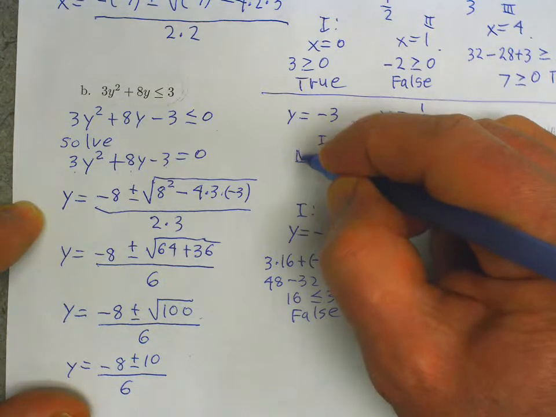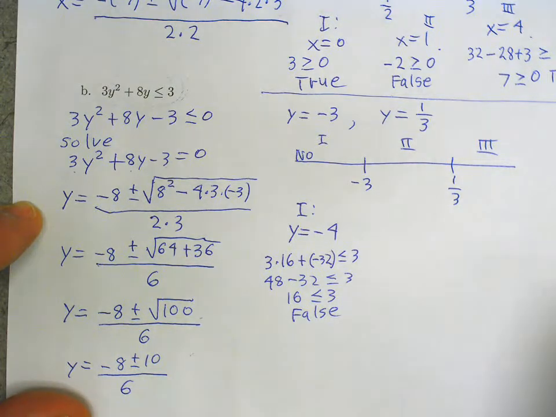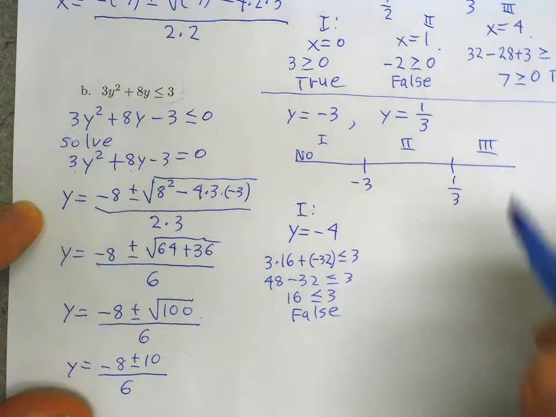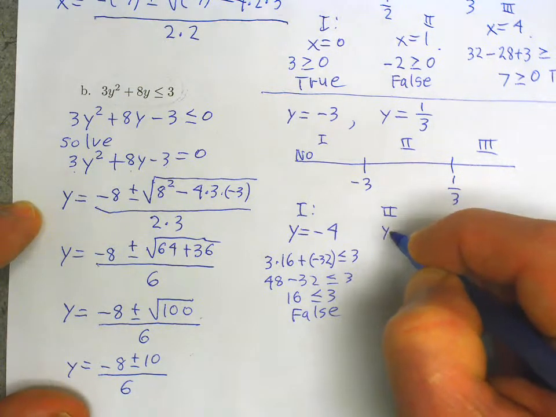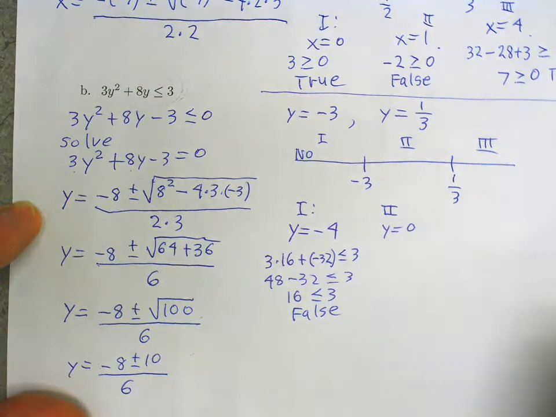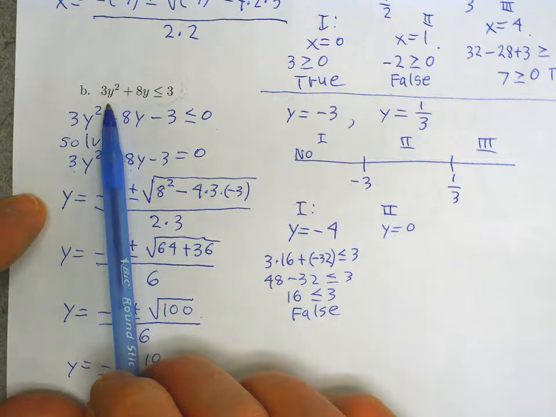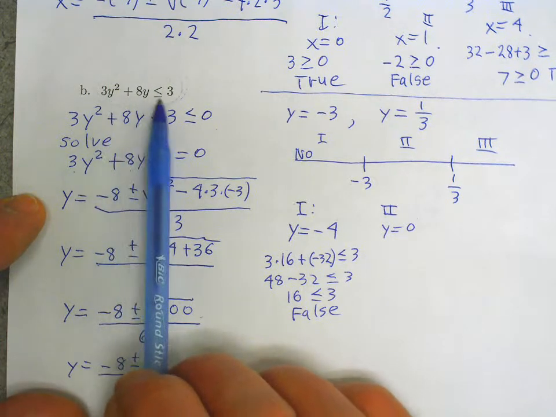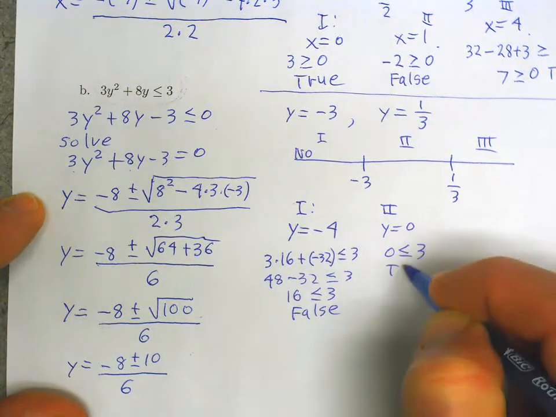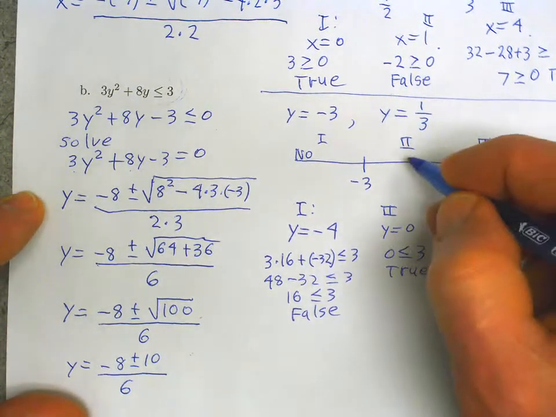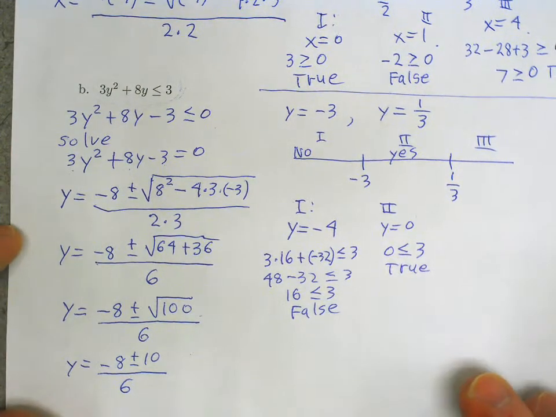So no, none of the numbers from -infinity to -3 are solutions. Okay, in the second interval, 0 is in this one, so picking y to be 0 will be pretty convenient. So in the original inequality, replace every y with 0, we get 0 less than or equal to 3. And that is true. So all of the numbers between -3 and 1/3 are solutions.